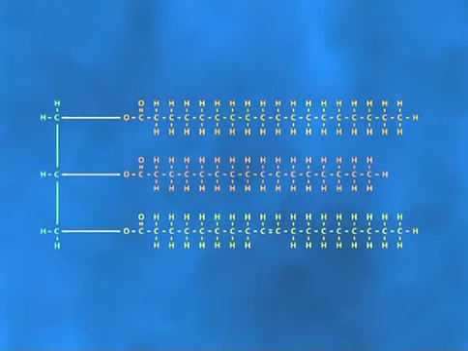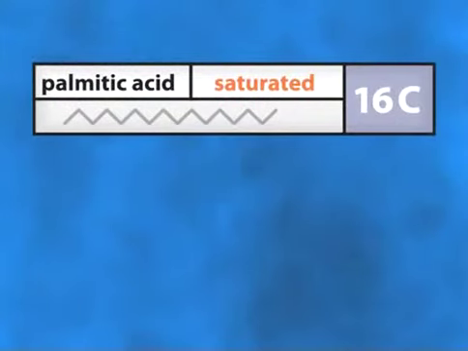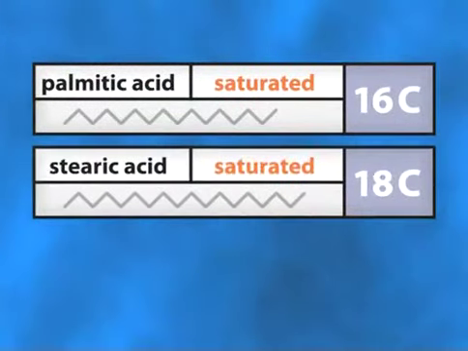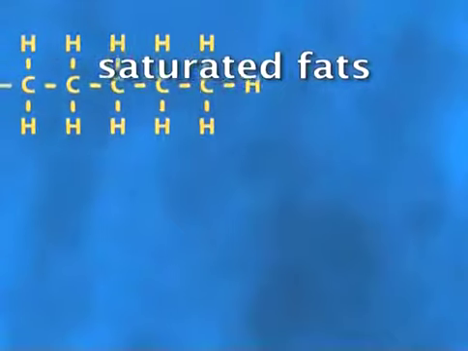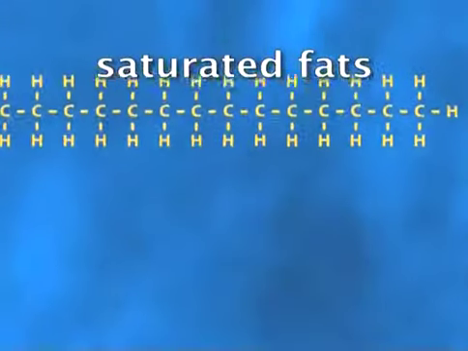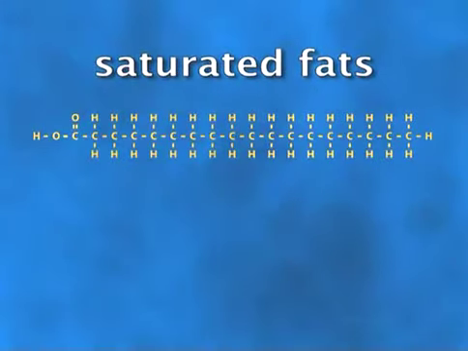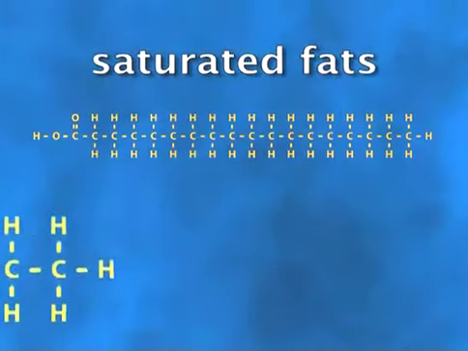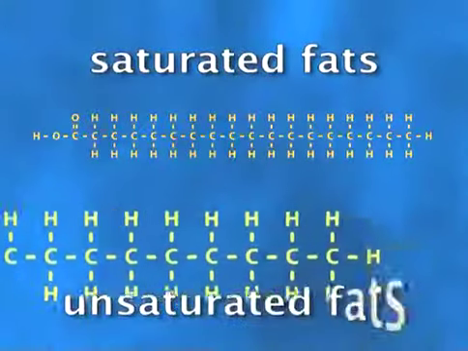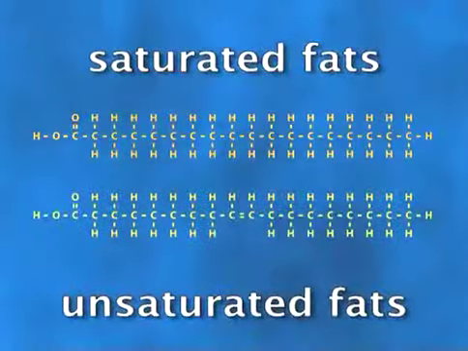The fatty acids in edible fats and oils are usually 4 to 24 carbon atoms long. The most common are palmitic acid with 16 carbons, and stearic acid and oleic acid, both with 18 carbon atoms. Saturated fats have the maximum number of hydrogens attached to each carbon. That is, they have no carbon-to-carbon double bonds. Unsaturated fats have at least one double carbon bond.